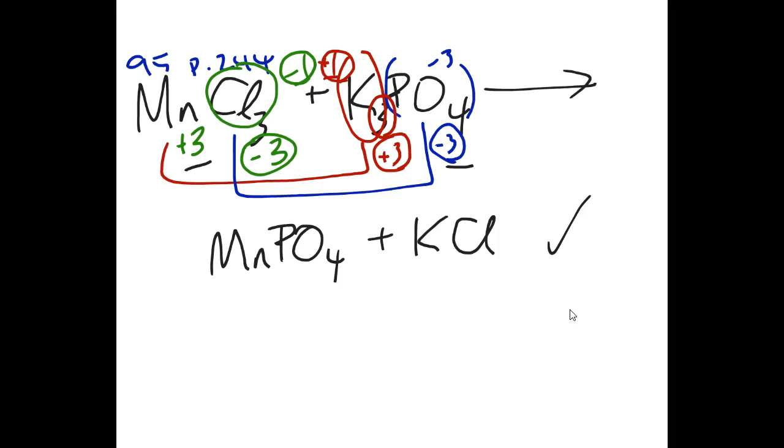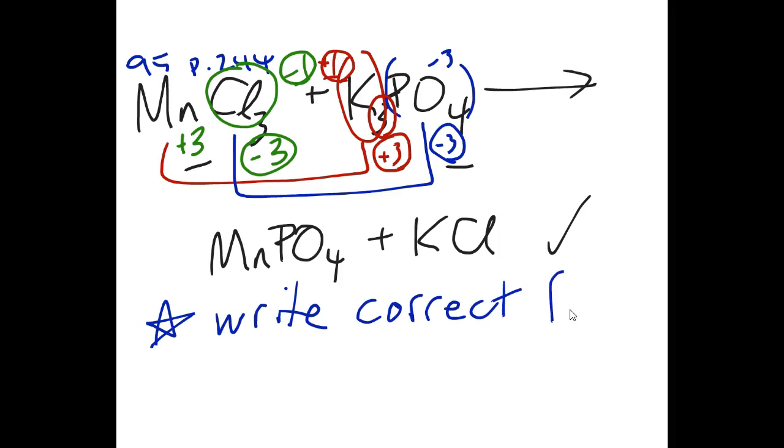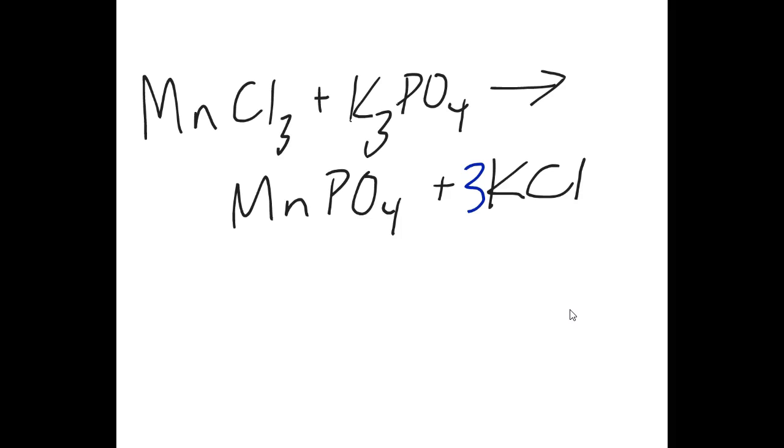So when you're predicting products, always remember, you write the correct formula first. Don't worry about how many of each atom you have at that point. It's important to first write the correct formula. You can balance later.